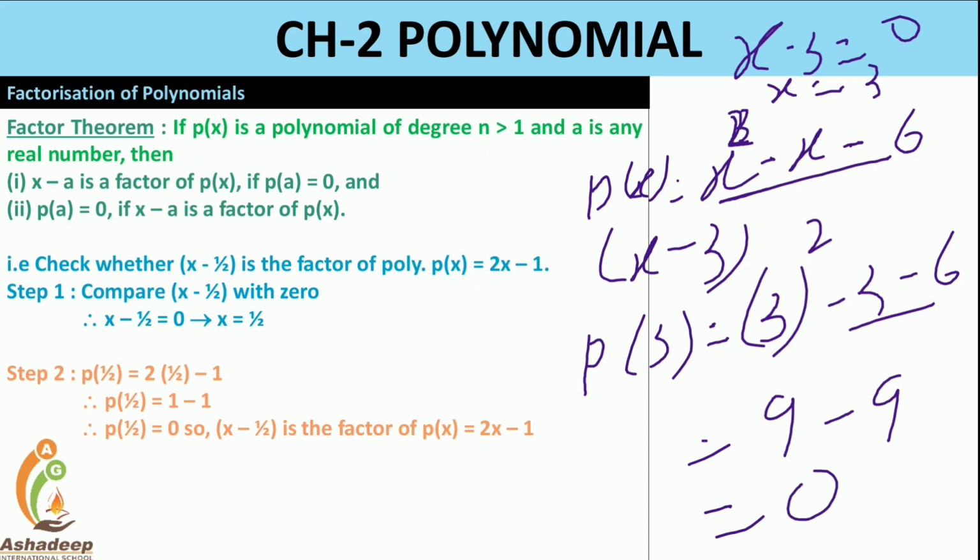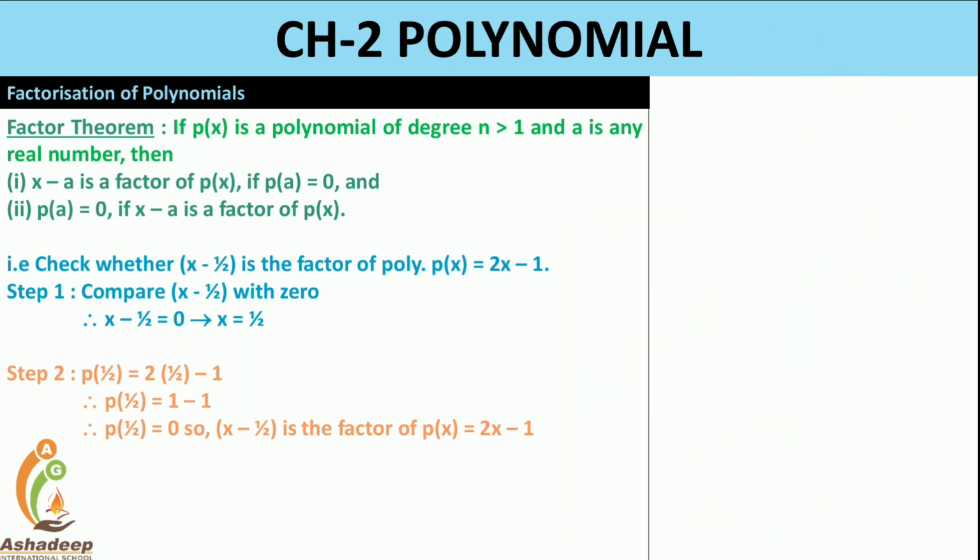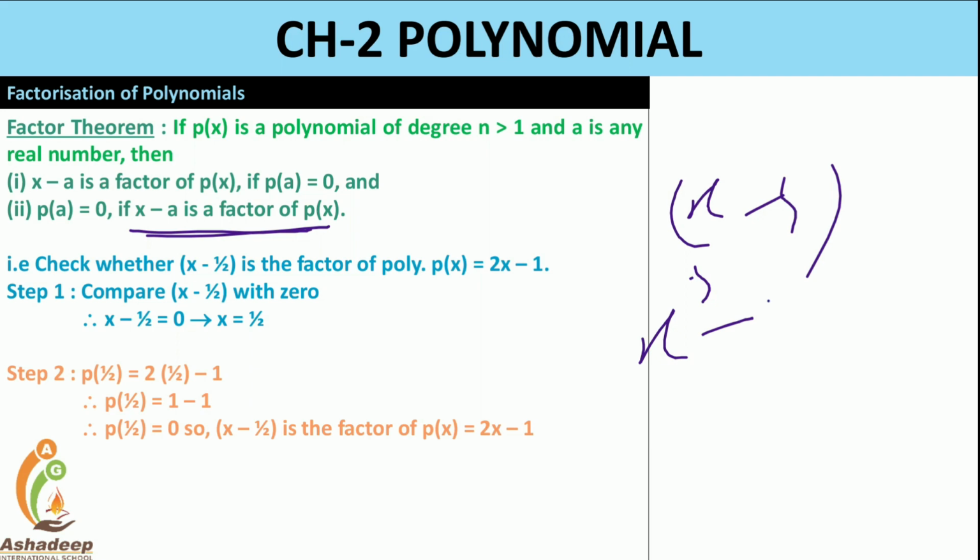See, each and every condition is satisfied over here. The first thing: x minus a is a factor of p(x). x minus 3 is a factor of p(x). Why? Because p(a) is 0. Here p(3) is 0. Instead of a, we put 3. So p(3) equals 0, right? Then x minus a is a factor. We see x minus 3 is a factor of the polynomial.